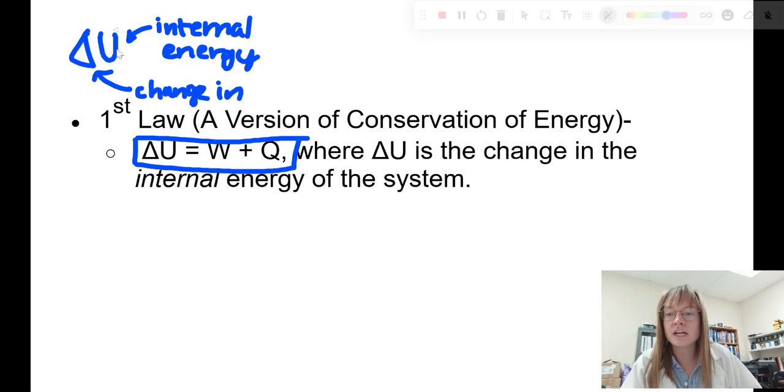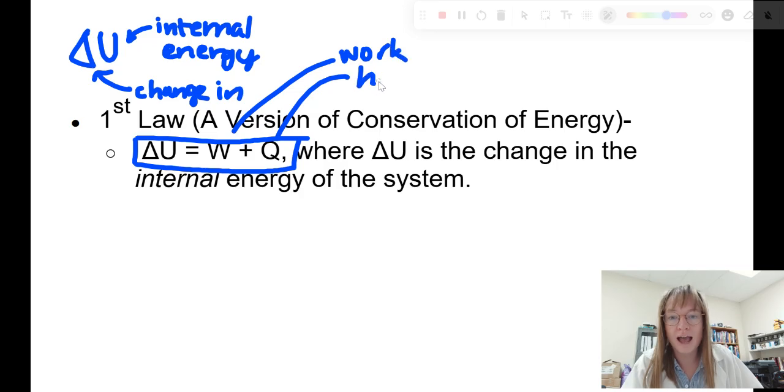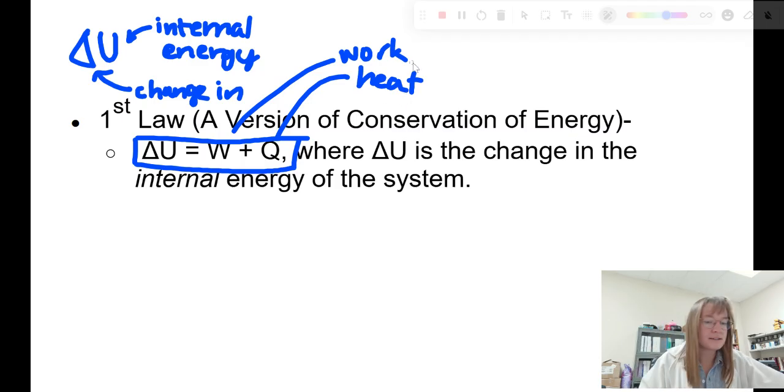We say that if you want to change the internal energy of a substance, you can do one of two things. You can either add work or add heat. Let's look at what this means.